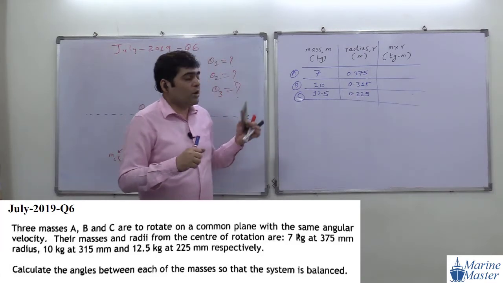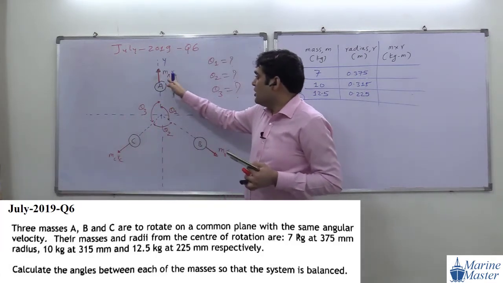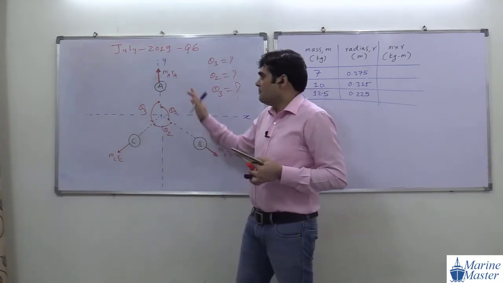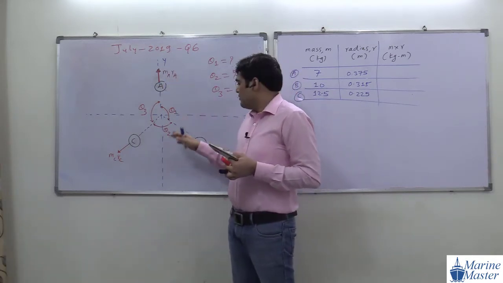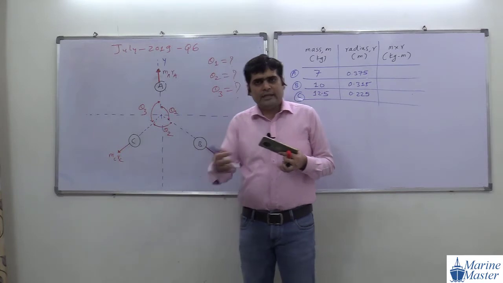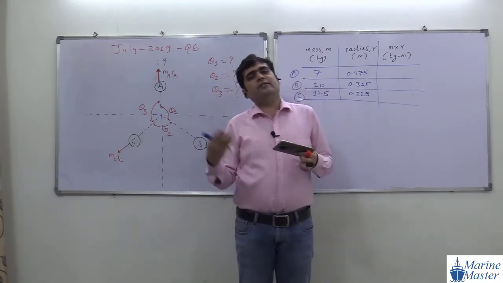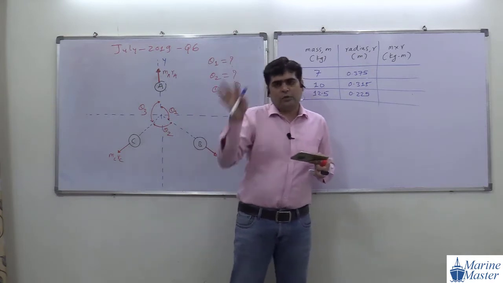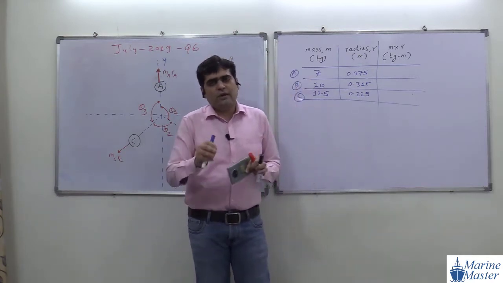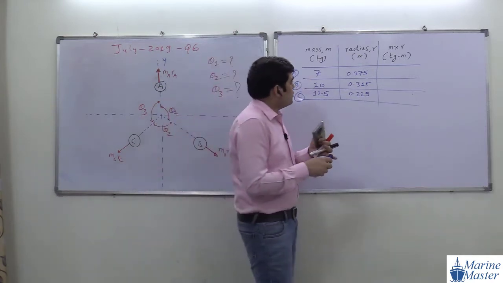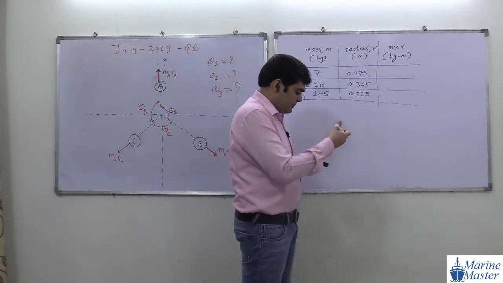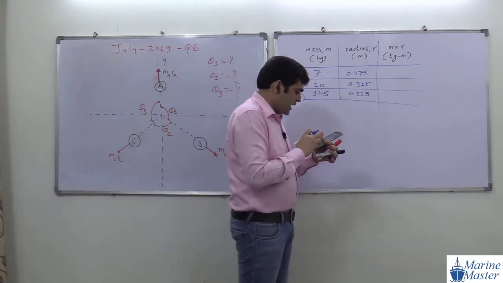Now what do we need for the calculation? The product of m and r for each and every mass. It is basically centrifugal force in kg meter. If you multiply it by omega square, we will get it in Newton. But for making the calculation simple, we are omitting omega square. So 7 into 0.375, what will be the value? Please do the calculation.